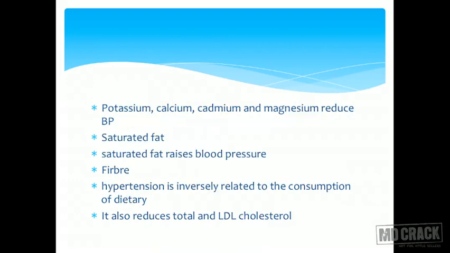A miscellaneous point that can be asked here, what are the other ions which reduce blood pressure? And the other ions, as you can see on your slide right now, are potassium, calcium, cadmium and magnesium. So these are side ions. These can be asked along with salt because these are actually ions which help reduce blood pressure. Out of these, you may use anything, but please don't answer cadmium for use because that is not used. It is a toxic substance.